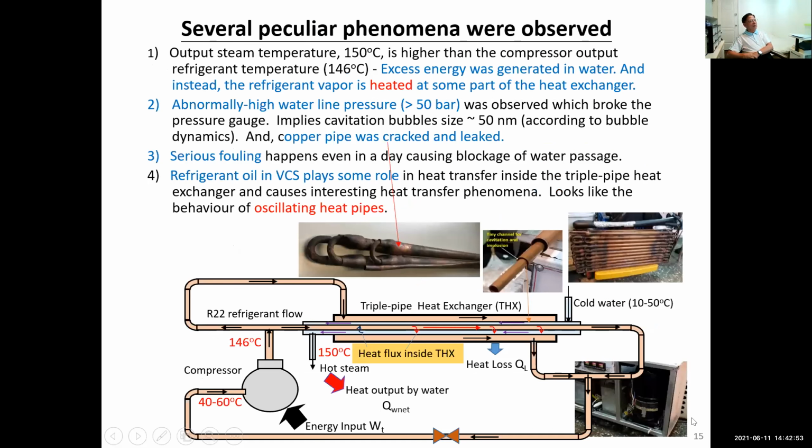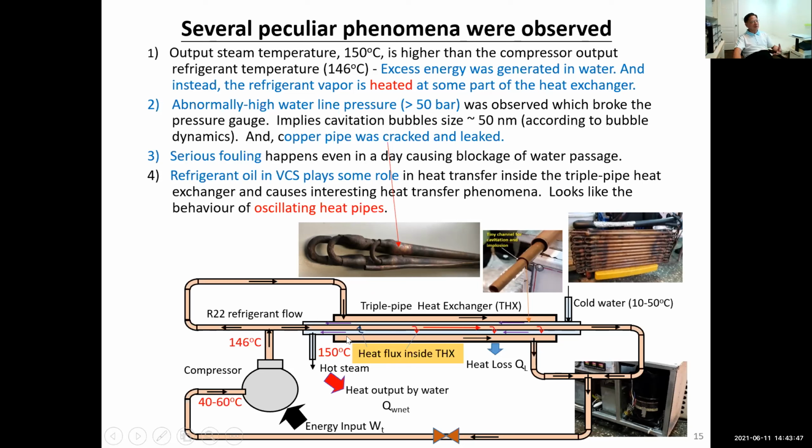And I'd like to share with you some peculiar phenomena we observed. The output water temperature in the heat exchanger, which is heated from cold to hot, should be lower than the heat source refrigerant vapor, but we find it's higher than the refrigerant vapor temperature. So that means some excess energy was generated in the water, and instead of being cooled, the refrigerant vapor is heated in some part, especially the exit part of the heat exchanger.